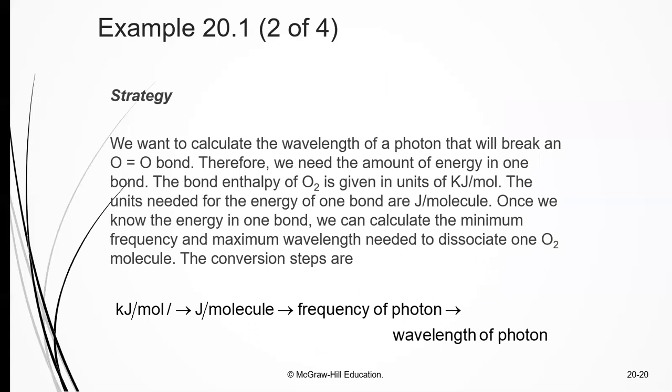So the theme is going to be that if we want to figure out the wavelength, then we have to figure out the frequency of that photon. If we want to figure out the frequency, then we have to figure out the energy of that photon. So we know how much it takes to break apart a mole of that bond, and now we need to change that to just a single one of those bonds. Right? So one bond gets one photon.